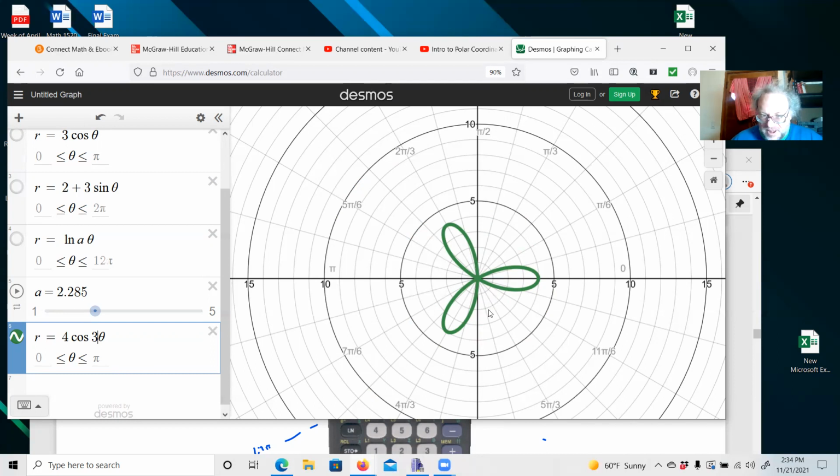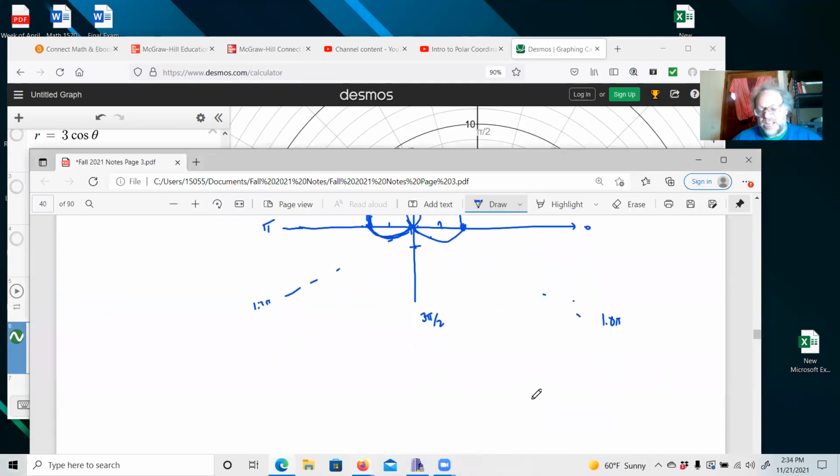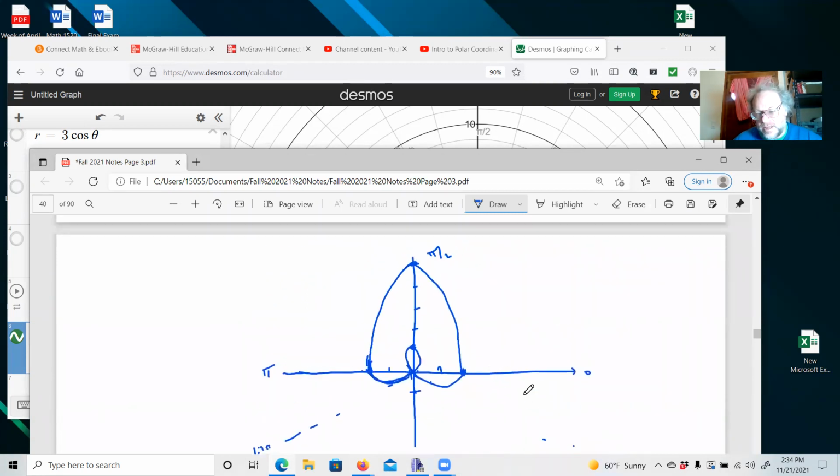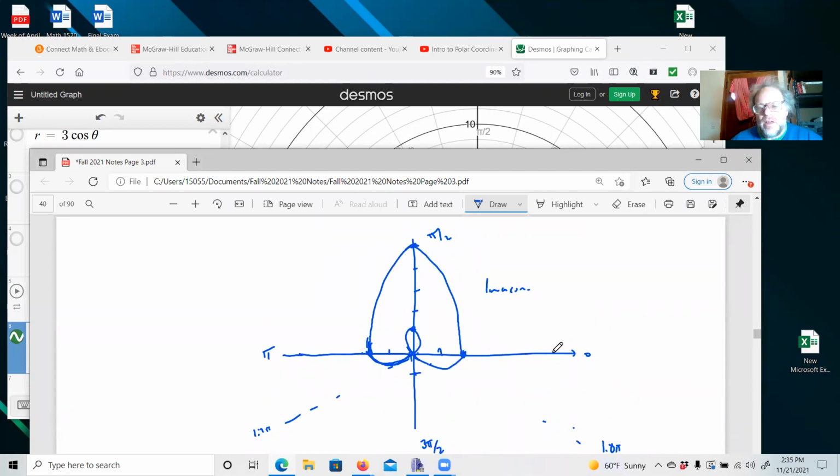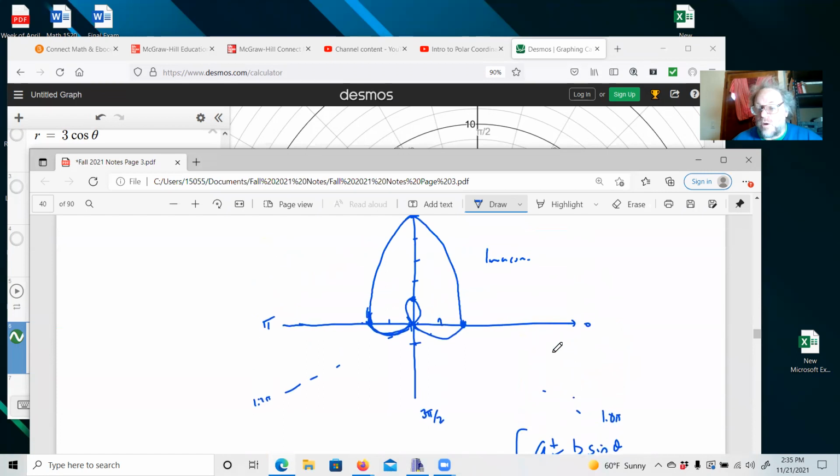I am very partial to asking you a question with a plus or minus b sine theta, a plus or minus b cosine theta. So practice these formats. They are listed in your book. This is also a limaçon. There's more, but they are more complicated.